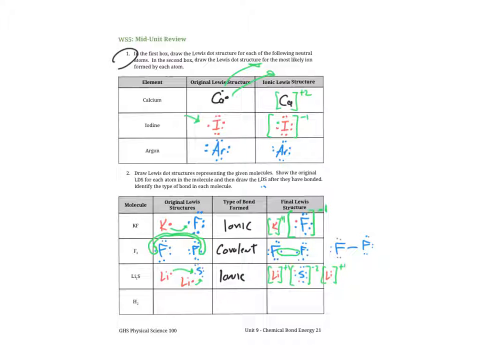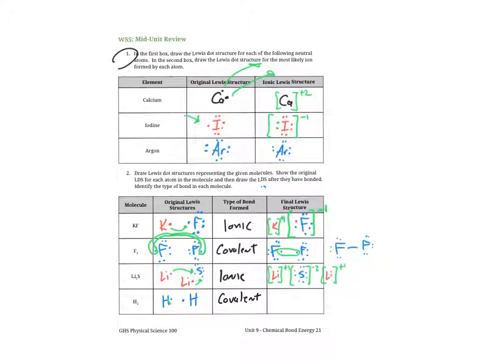Okay, and then the last one, H2, might be a little bit more tricky. So it has nonmetal, one of them, another one. It's two nonmetals, which makes it covalent.